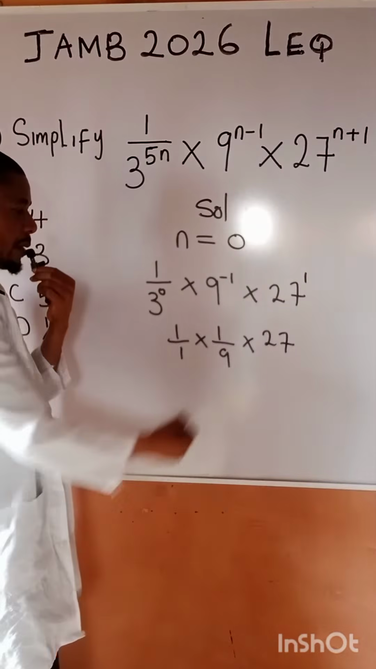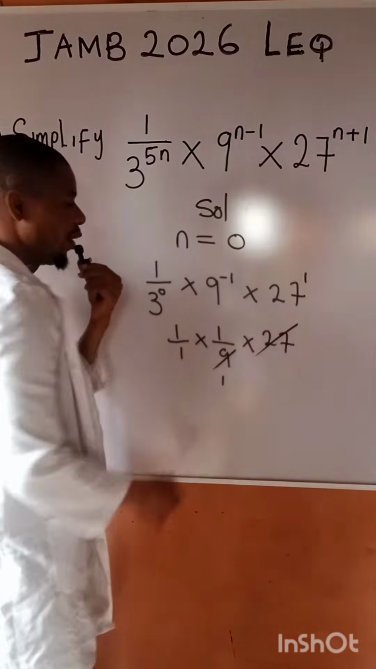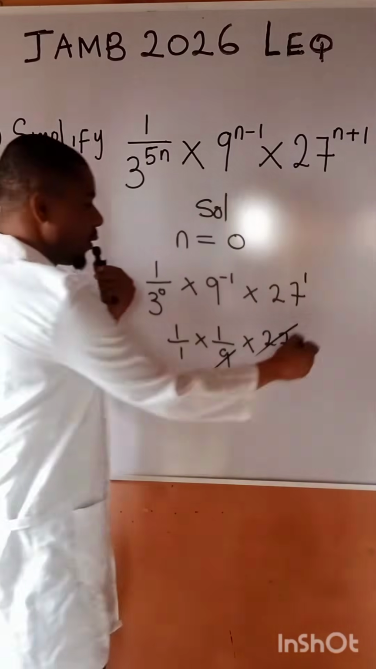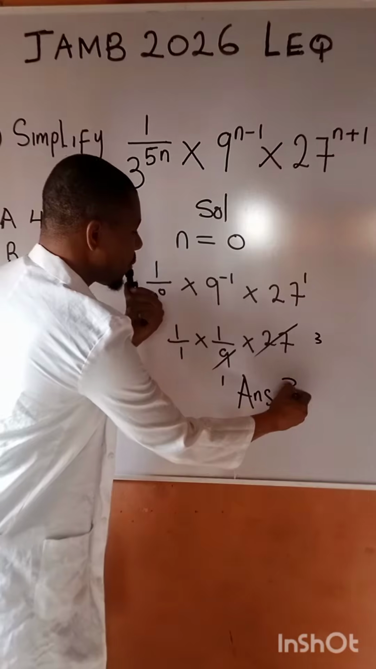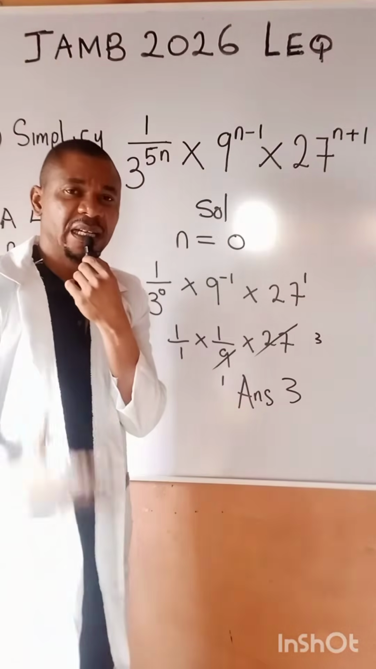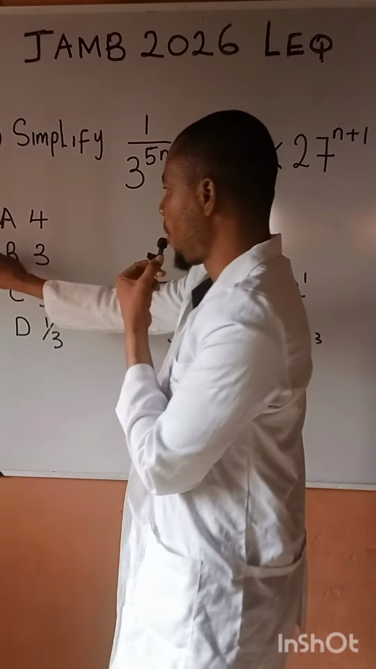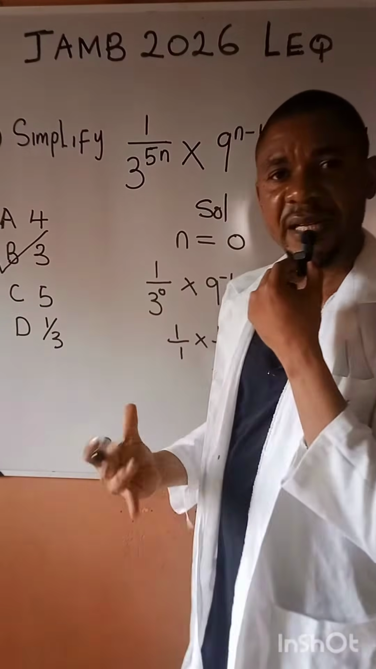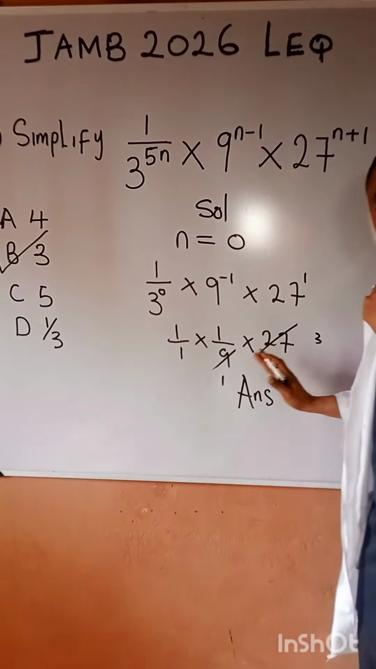So when you look at this, you see that 9 go here, we have 1. 9 go here, what do we have? We have 3. So the answer is equal to 3. That is my final answer. So the option here is option B. This is how you can get your answer. Within a space of 30 seconds, you have gotten the answer.